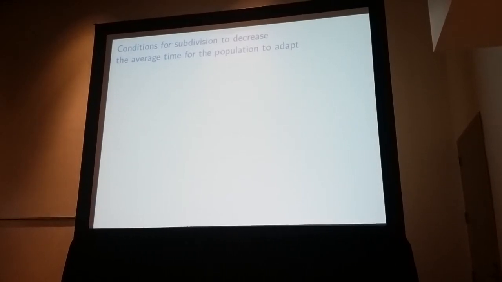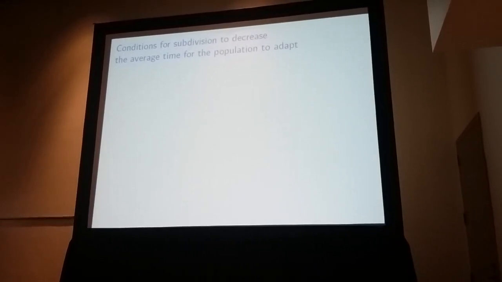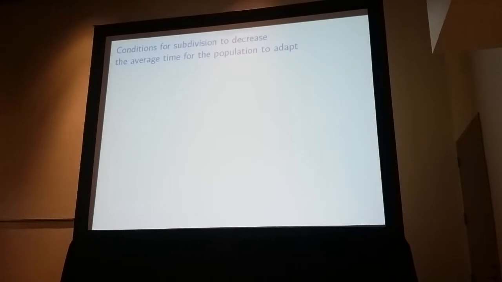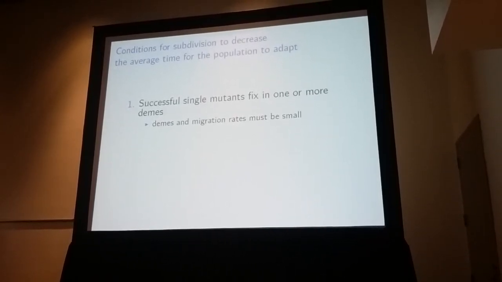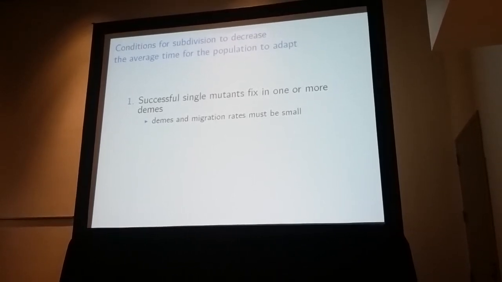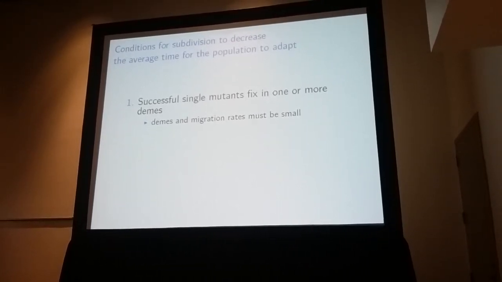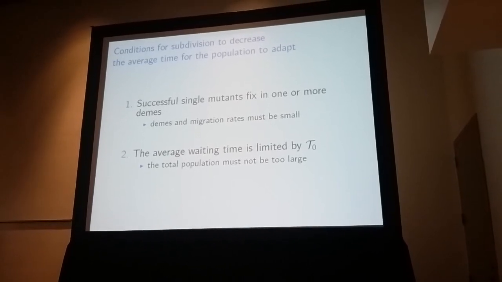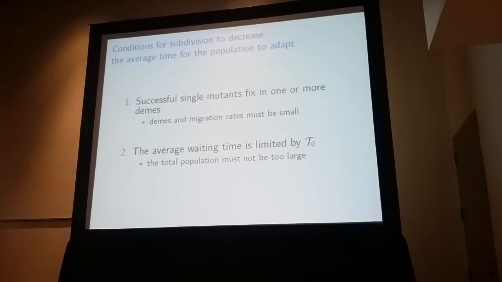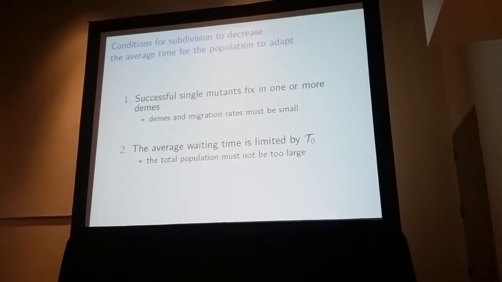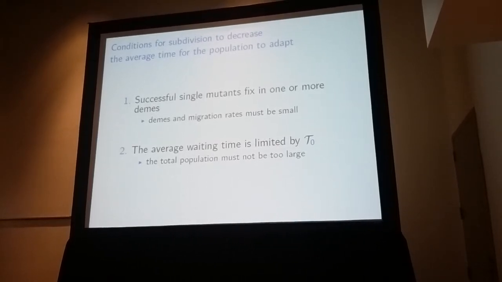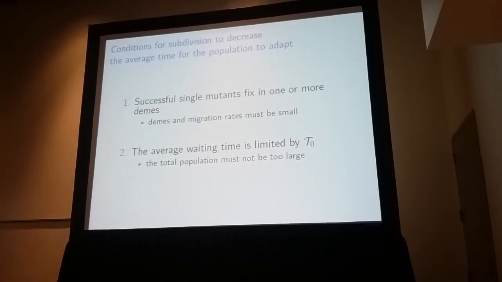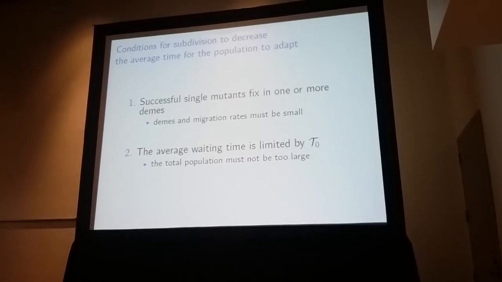The conditions for subdivision to significantly accelerate valley crossing by decreasing the average time for the population to adapt are, first, successful single mutants must be able to become common or near fixation in 1 or more demes, which means that demes and migration rates have to be small, and second, the average waiting time has to be limited by this initial step, T0. It might not be immediately obvious, and I'm happy to talk about it later, but the total population size can't be too big for this to happen. So these are the 2 general conditions that we need for subdivision to decrease the average time to adaptation.